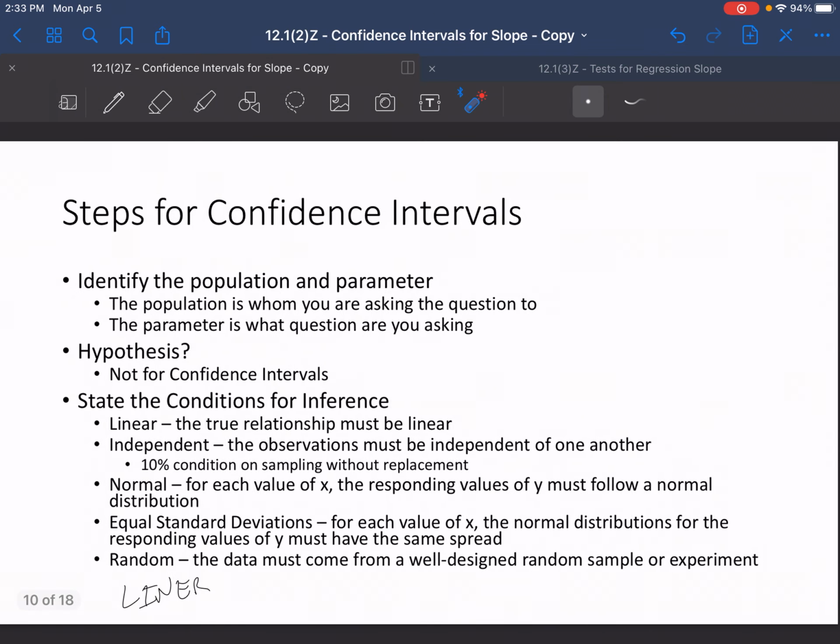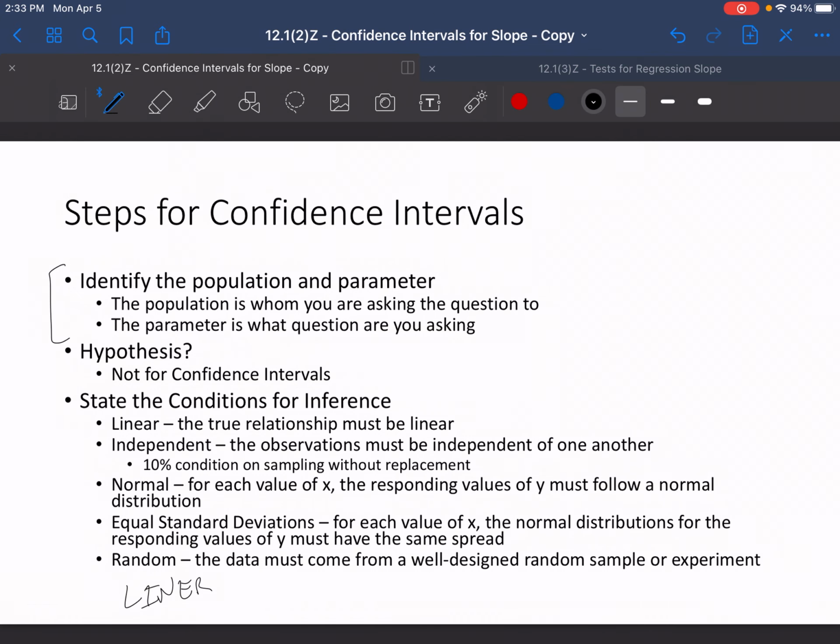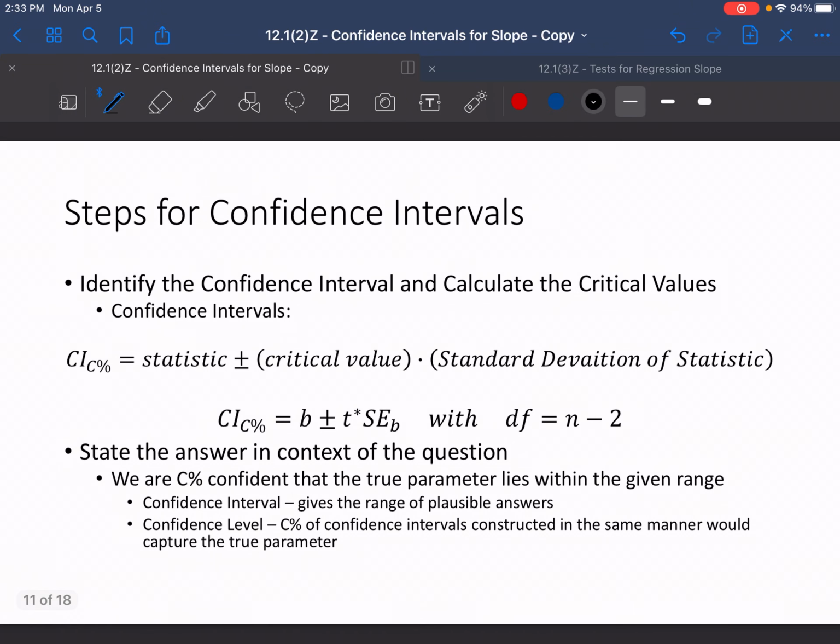So again, here, let's just write this out. This represents your state, this represents your plan, this represents your do right here. And so we need to identify the confidence interval and calculate the critical values. I believe that all we need to do is state our confidence interval with our degrees of freedom in this case.